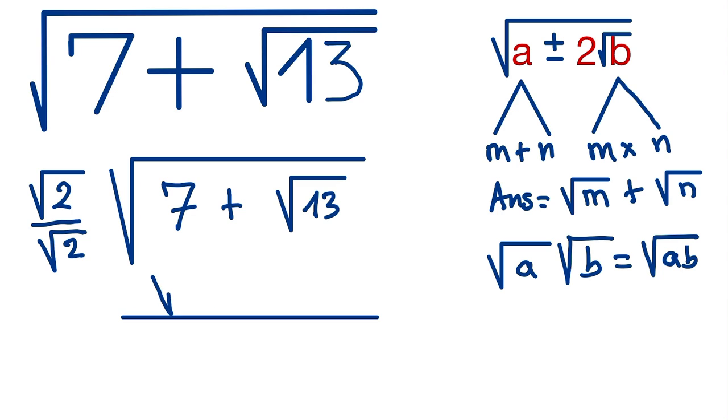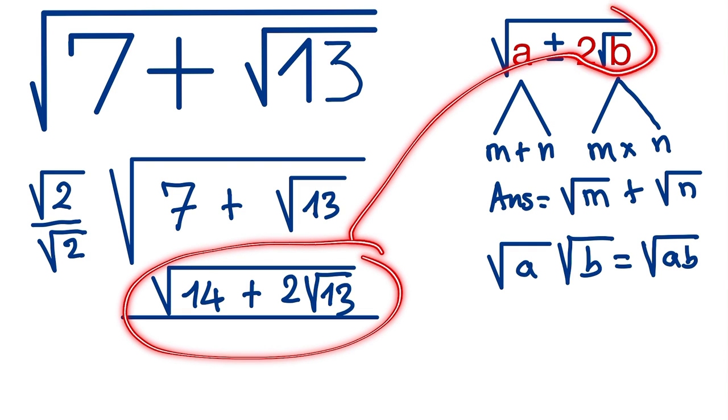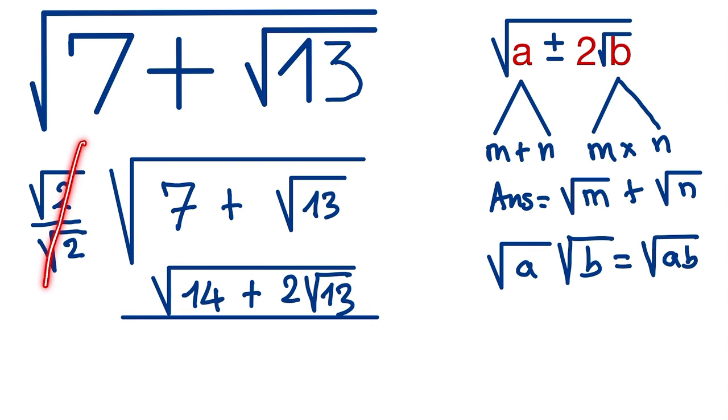If we do that, we are going to get root 14, because 2 times 7 is 14, plus 2 root 13. We can see that the numerator is already in this form. Again, I said we multiply and we divide, because root 2 divided by root 2 is 1, so we haven't changed anything. So divided by root 2.